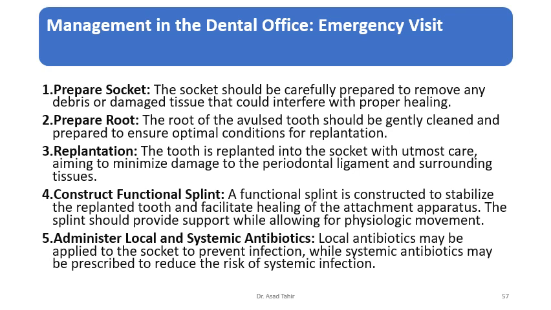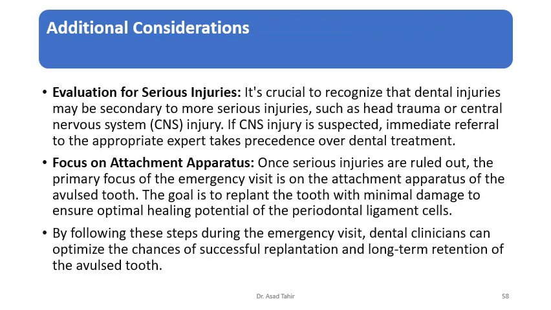Construct functional splint. A functional splint is constructed to stabilize the replanted tooth and facilitate healing of the attachment apparatus. The splint should provide support while allowing for physiologic movement. Administer local and systemic antibiotics. Local antibiotics may be applied to the socket to prevent infection, while systemic antibiotics may be prescribed to reduce the risk of systemic infection.